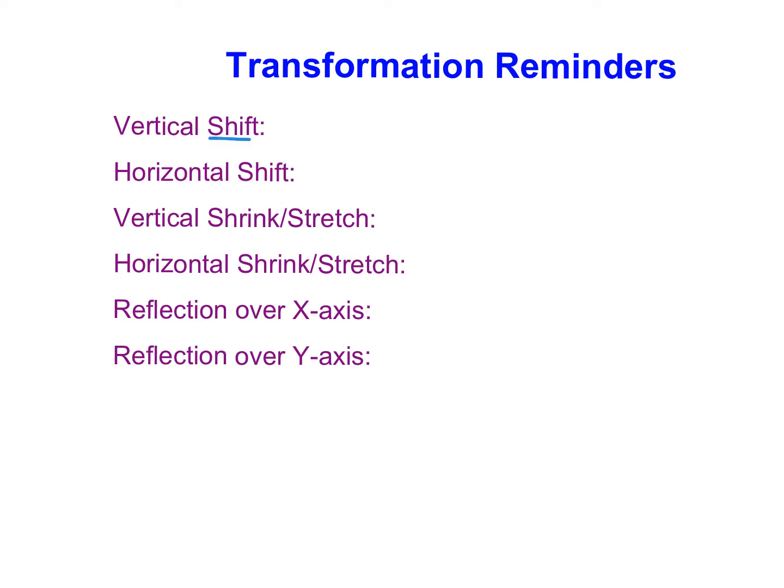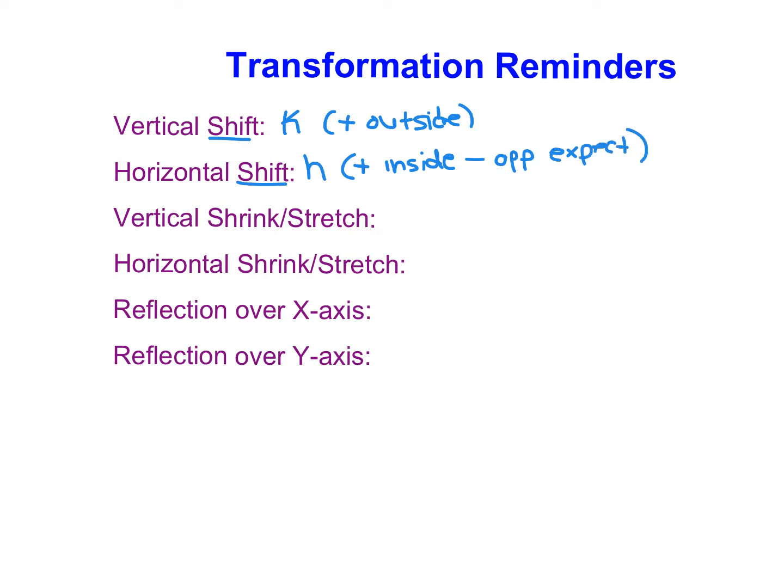Remember that the shifts are your movements. So if we have a vertical shift, that's going to be impacted by the variable k, which is being added outside the parentheses. And if we have a horizontal shift or a horizontal movement, that is being added inside the parentheses. And that's going to be the opposite of what we expect. So keep that in mind as we're working. That's how our movements work.